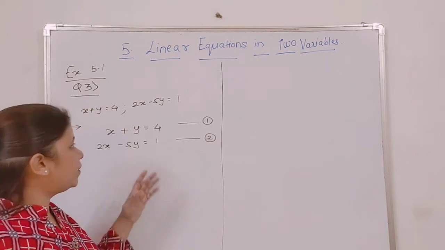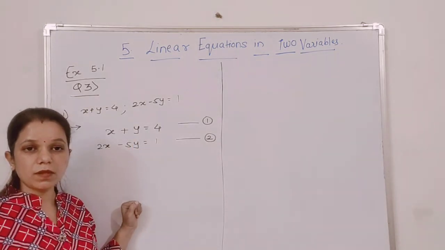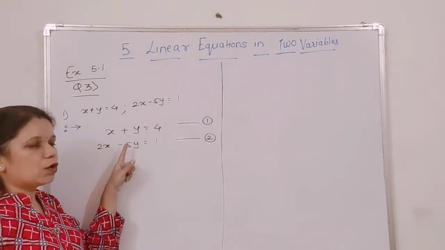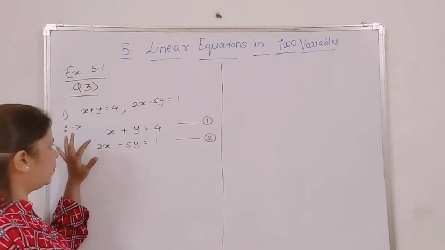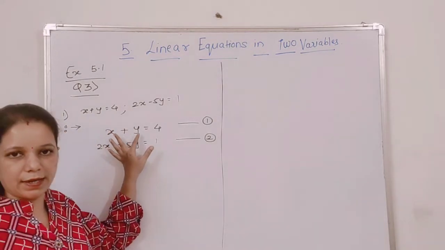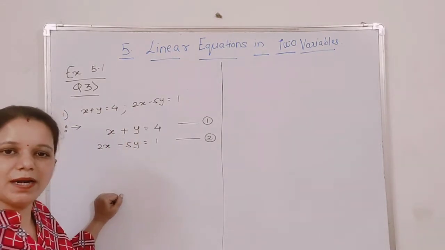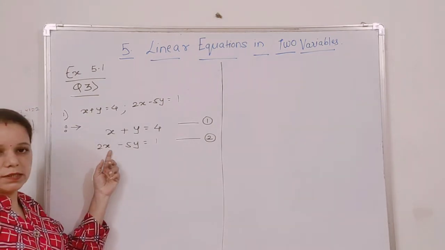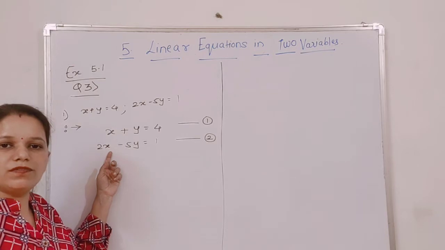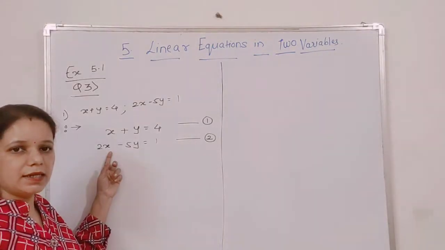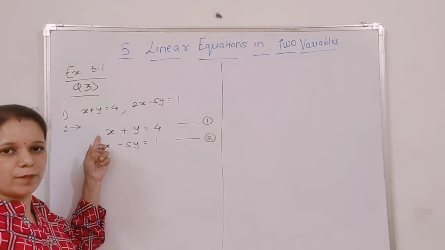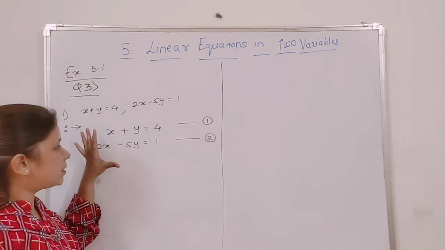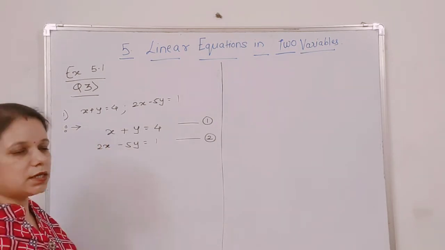Now whenever equations are in front of you, if you are using the elimination method, you have to make the coefficient of one variable the same, either x or y. How can you make it the same? By multiplying it with a suitable constant. For example, this is 2x. So if I want to make the coefficient of x the same, then I will have to multiply the first equation by 2.